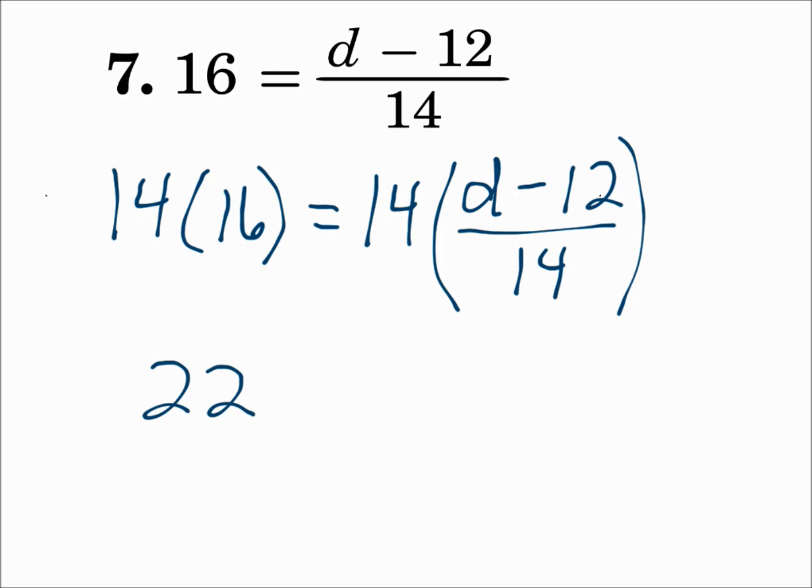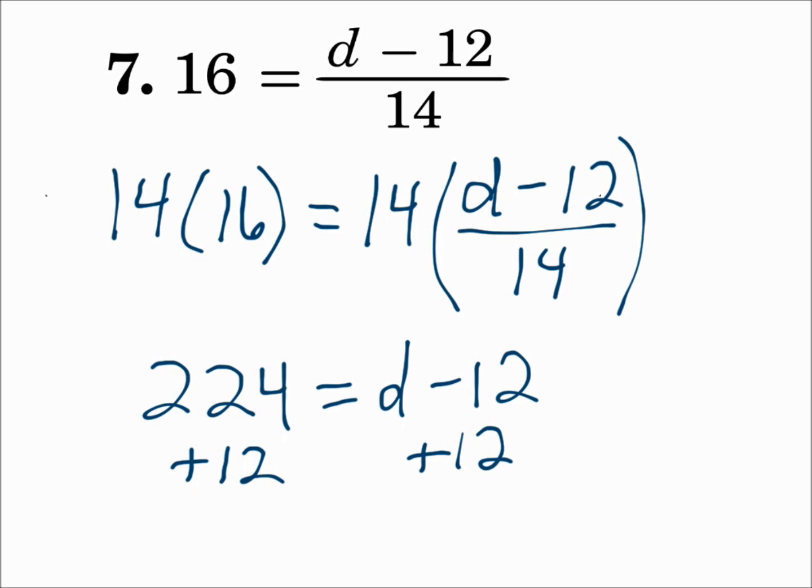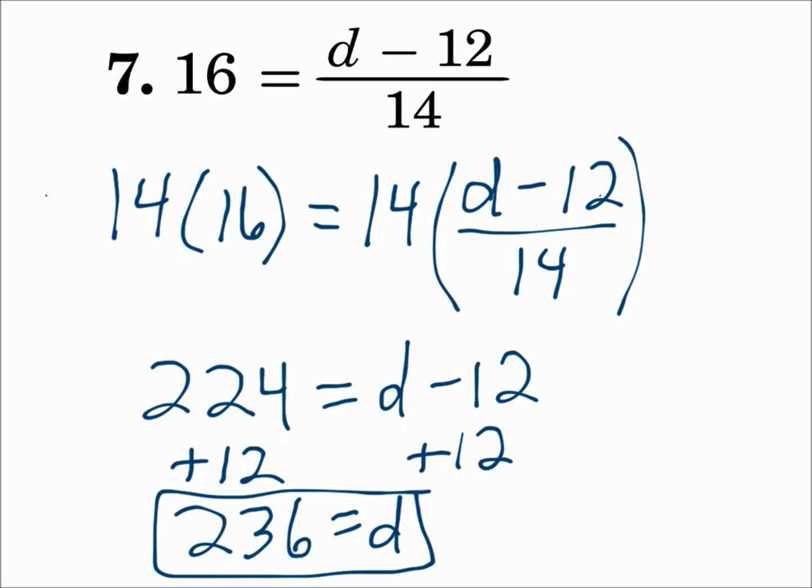On the left, 14 times 16 is 224. The 14's cancel on the right, leaving d minus 12. The variable's not by itself yet. You have a 12 that's being subtracted from it. So do the opposite and add 12 to both sides of the equation. 224 plus 12 is 236. The minus 12 plus 12 cancels, leaving d.